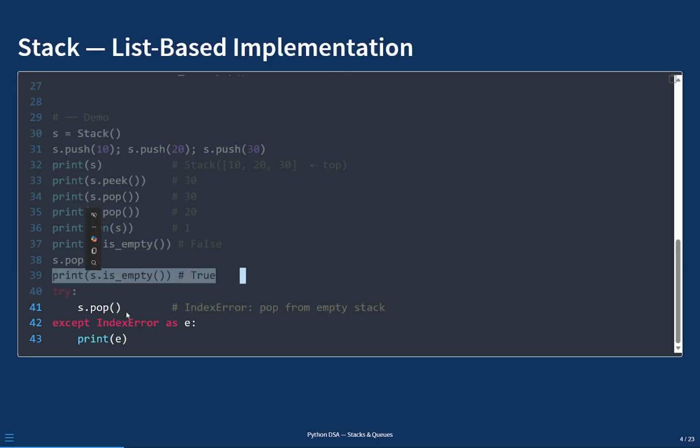Every edge case handled. The key insight, we map the top of stack to the end of the Python list. This is deliberate. list.pop() from the end is O(1), but list.pop(0) from the front is O(n). Map your data structure operations to the cheap end of whatever backing store you choose.